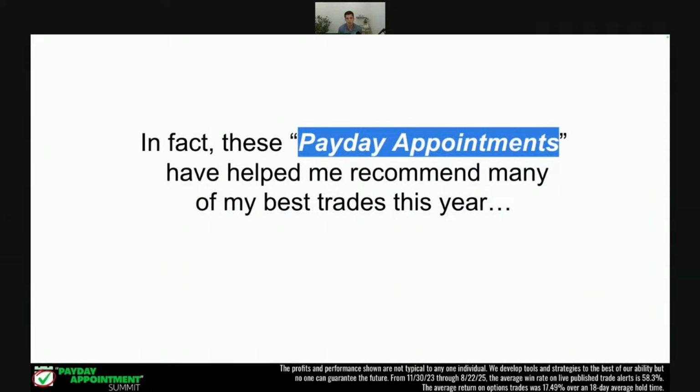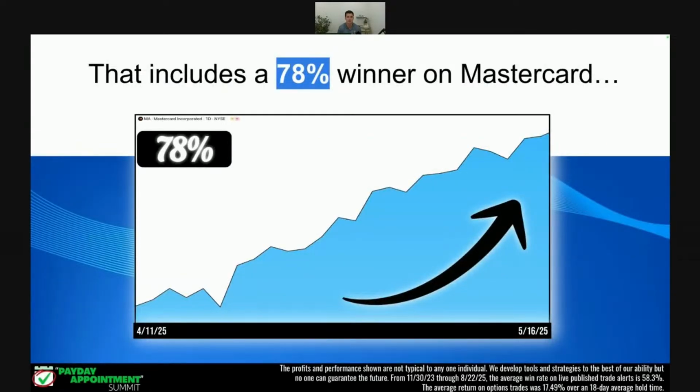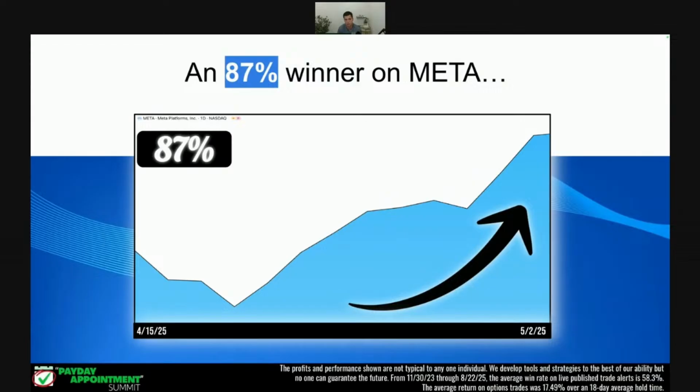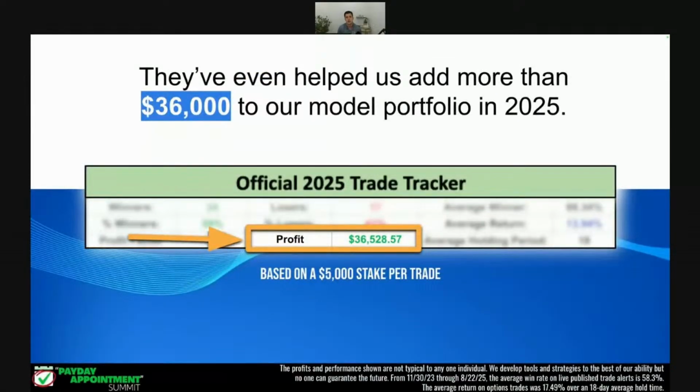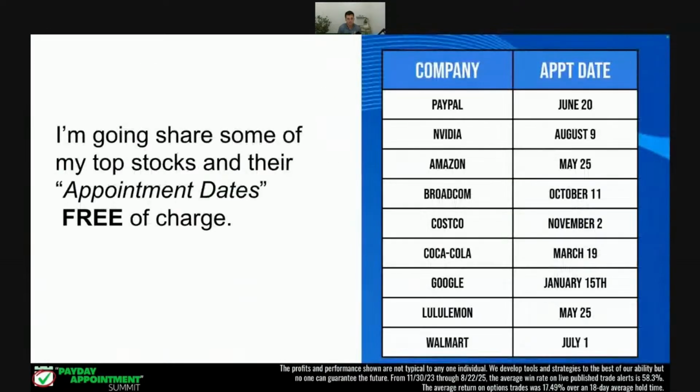In fact, these payday appointments have helped me recommend many of my best trades this year, including a 78% winner on MasterCard, 87% on Meta, 92% on Netflix. And they've even helped us add more than $36,000 to our model portfolio this year alone. And we're only a little over halfway through the year. So we're pacing great. And that's why I'm here today.